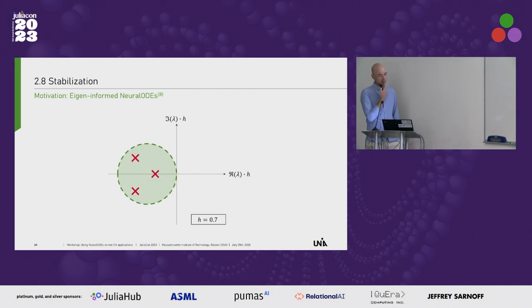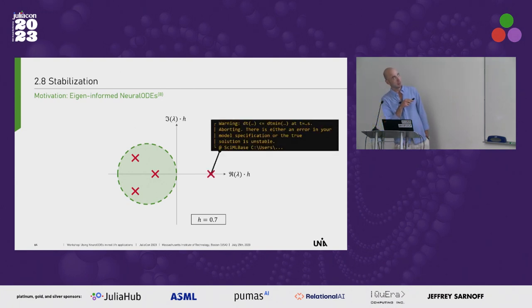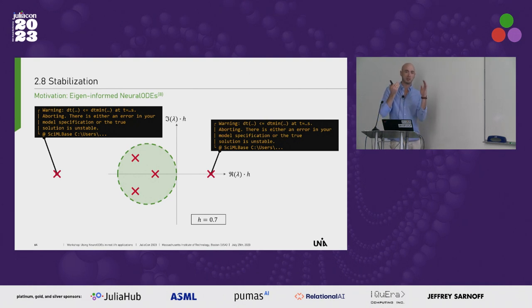So when we are training neural ODEs without further precautions, we almost always get one of the following warnings: the dt is smaller or equal dt min. If our eigenvalues are at positions that cannot be stabilized by reducing the step size, we can choose our step size as little as we want, we will never get this eigenvalue into the green circle. Or the system is that stiff that we would need ridiculously little steps to get inside the stability region of the solver.